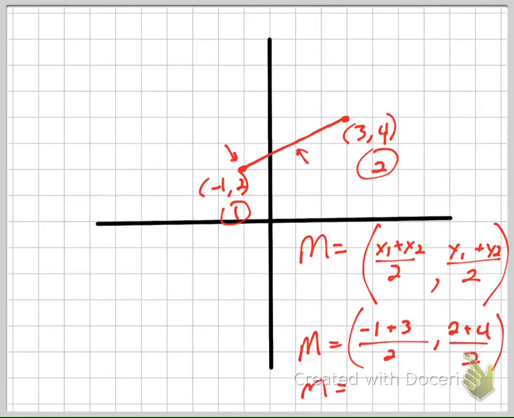M equals, what is negative 1 plus 3? 2. What is 2 over 2? 1. And then what is 2 plus 4? 6 divided by 2? 3. Do you remember what we decided this point was? That it's 1, 3. That's just like a longer version. It's not a longer version. There's no other way to do the midpoint.